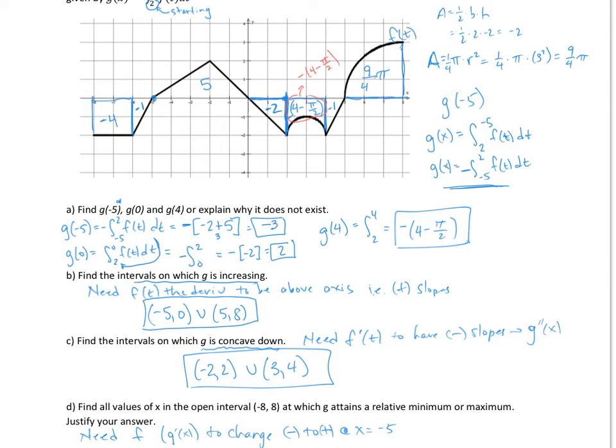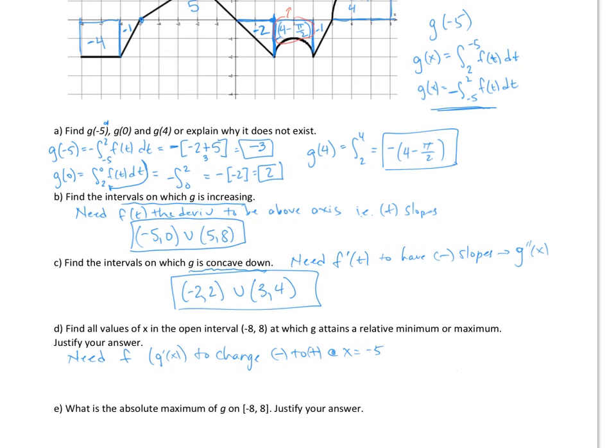It changes from negative to positive, below the axes to above the axes, at negative 5. It changes again at 0, above the axes to below the axes. Then it changes again at 5, below the axes to above the axes. So there's 3 spots that it changes. So let's write that in over here. It changes from negative to positive at negative 5. It changes from positive to negative at x equals 0. And it changes from negative to positive at 5.